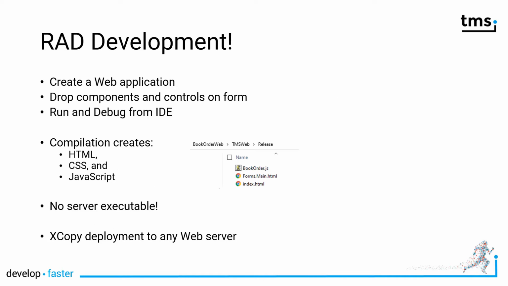Believe me, it is true rapid application development. You can create a web application, you drop components and controls on a form, and you can run and debug the application from the IDE. The compilation creates an HTML document, and the application will become a JavaScript application. The HTML can reference CSS for the web design, for example. On the right, you see an example of a web application that I wrote a couple of weeks ago. It is the application that allows you to order my books online. And on top, you see the JavaScript application with the extension .js.